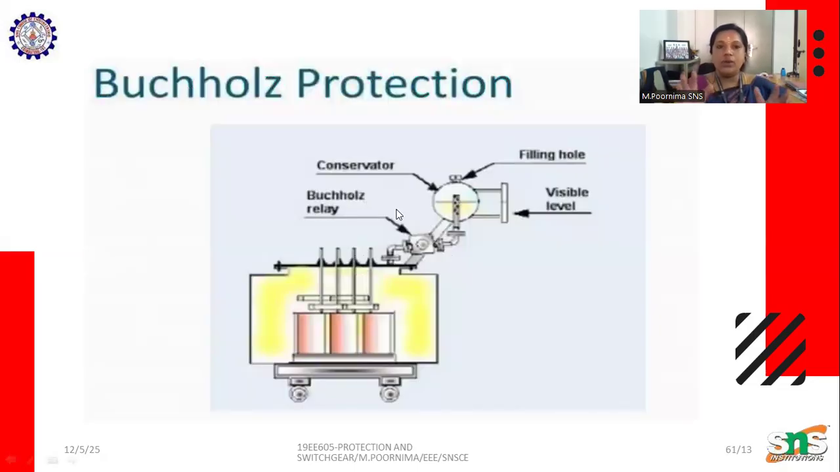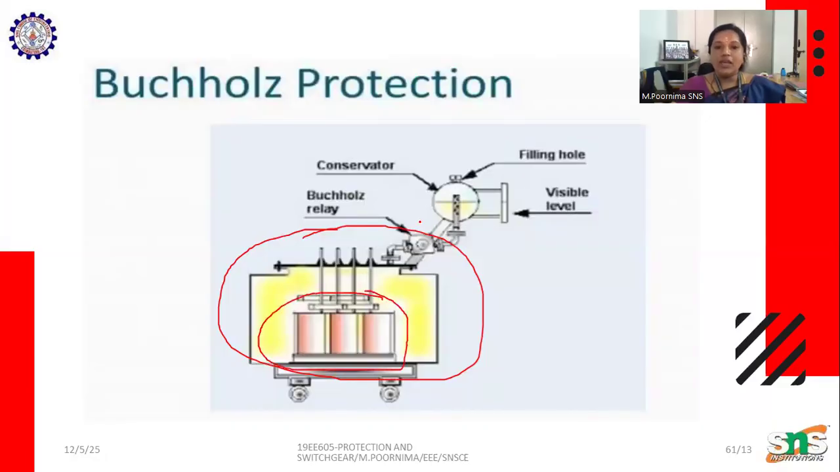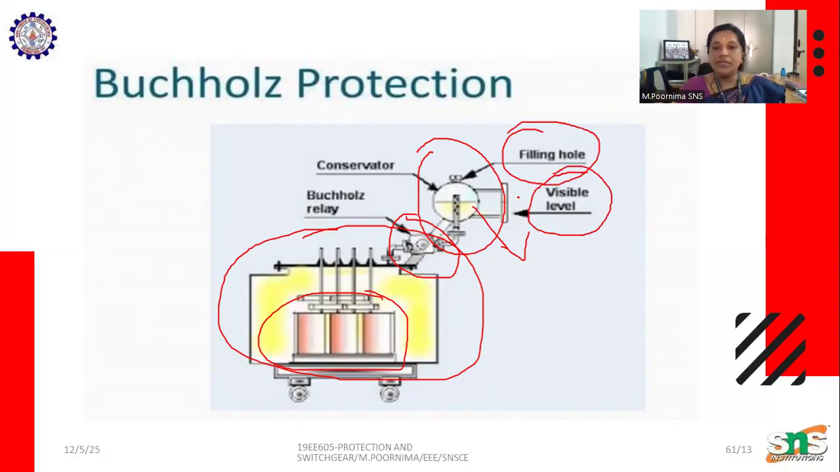Now we can see the overall Buchholz protection. Here is where the Buchholz relay is used. This is the tank, filled with oil, with the windings inside, and this is the Buchholz relay. This is the conservator, with a filling hole, which is full of oil, and this is a vessel. This is the visible level, the visibility of the oil inside the tank. The Buchholz relay is connected between the transformer tank and the conservator.